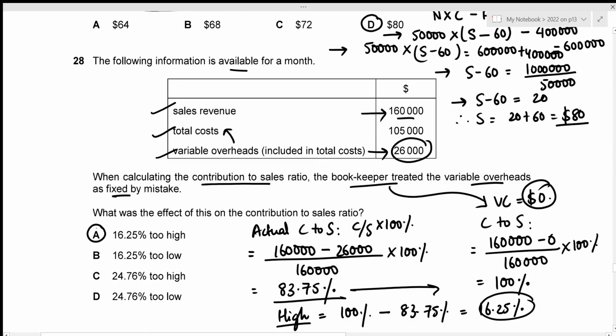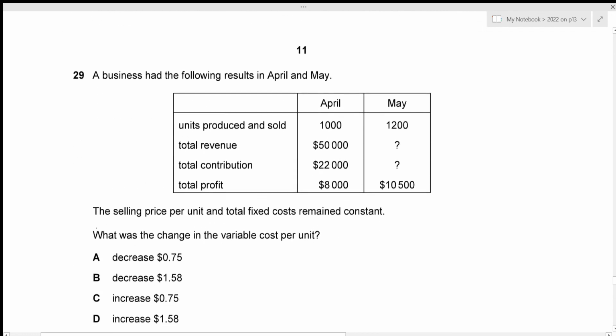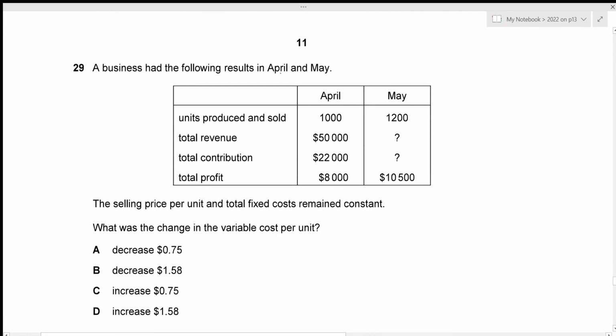This concludes question number 28. We can now move towards question number 29. A business had the following results in April and May. We are given the units produced and sold, total revenue, total contribution, total profit. The selling price per unit and the total fixed cost remain constant. We need to figure out the change in the variable cost per unit.